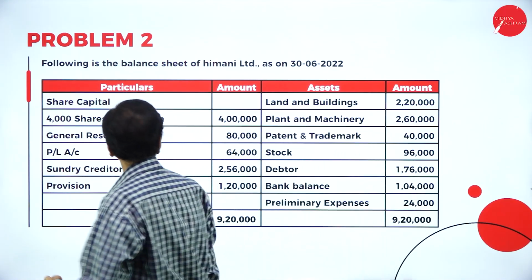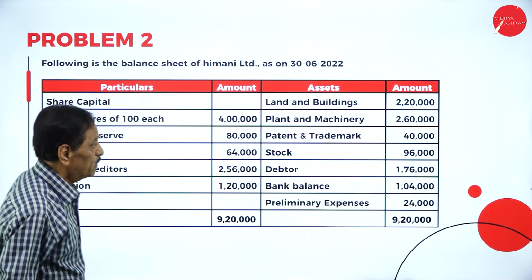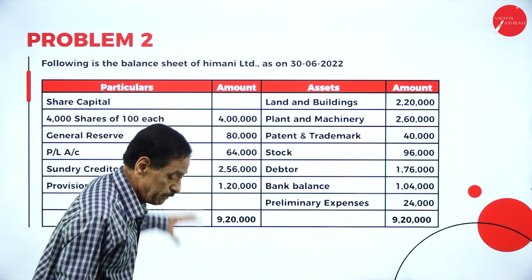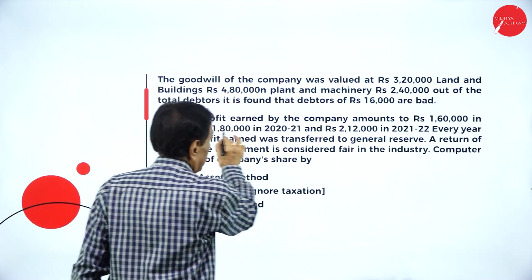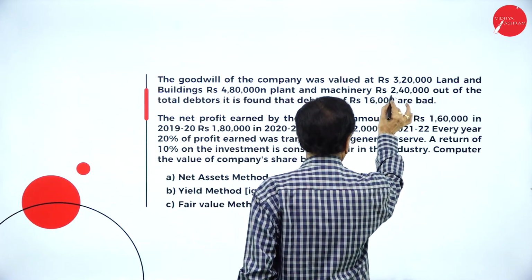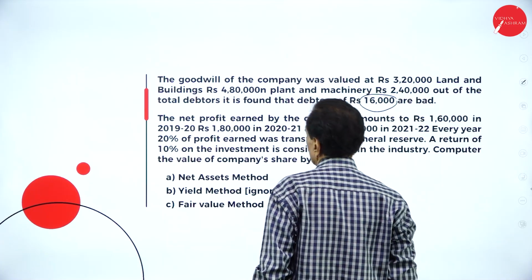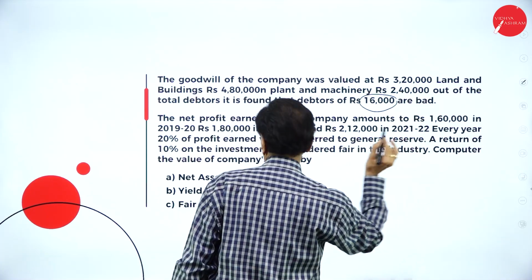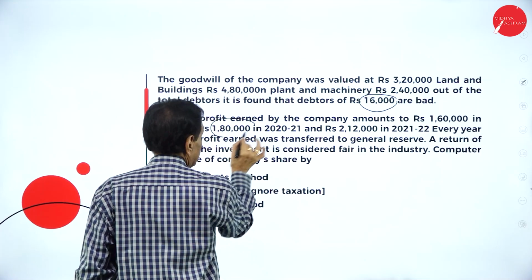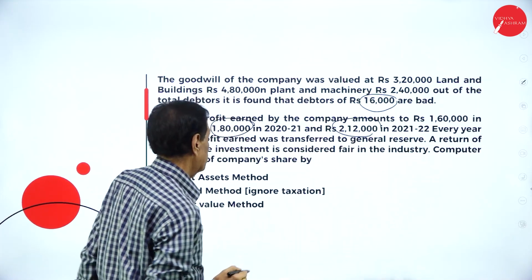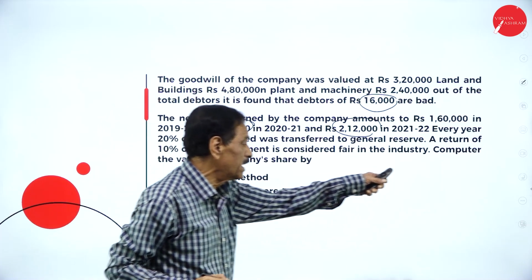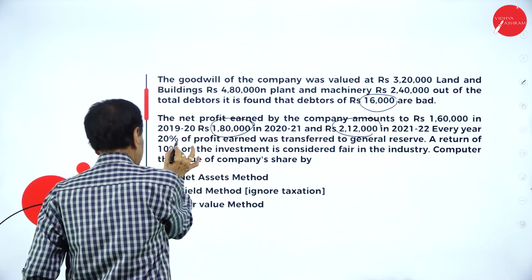Problem 2: the following is the balance sheet. So this is called the book value. The goodwill of the company has new values here. The net debt is 6,000. These are all the new values. The net profit of the company is 1,60,000, 1,80,000, 2,12,000. Every year 20% profit was transferred to general reserve, with a return of 10%.